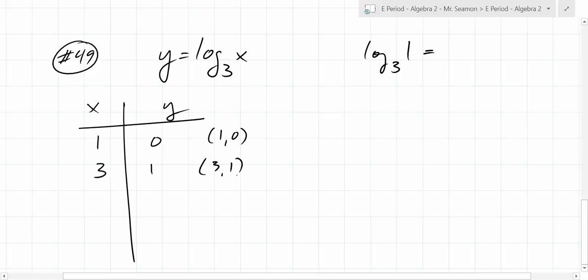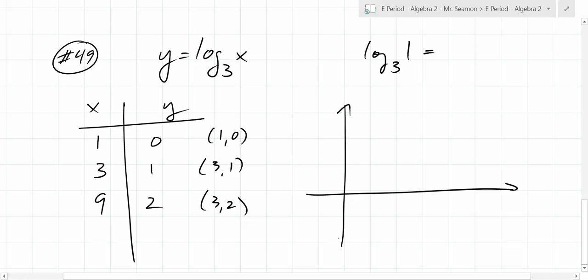What's the next value you want to plug in? 9. 3 to what power is 9? So it's 3, 2. So do you have some points here? You absolutely do. So what do you have? You have 1, 0, and then you have 3, 1, and then you have 9, 2. So what does this thing look like? It goes like this, right? And where does it go to the left?